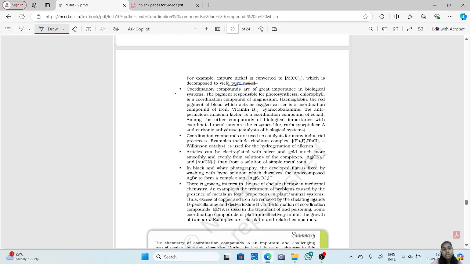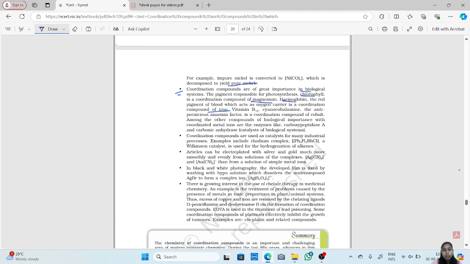Now the next one is that coordination compounds are of great importance in biological systems. The pigment responsible for photosynthesis, that is chlorophyll, is a coordination compound of magnesium. So during photosynthesis we use chlorophyll, right? That chlorophyll is a coordination compound of magnesium. Again, in our body we have hemoglobin, the red pigment of blood, which acts as an oxygen carrier. It is a coordination compound of iron.